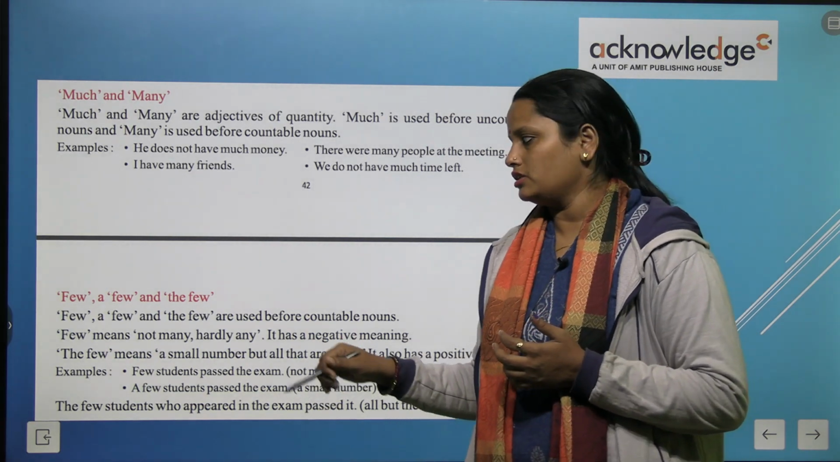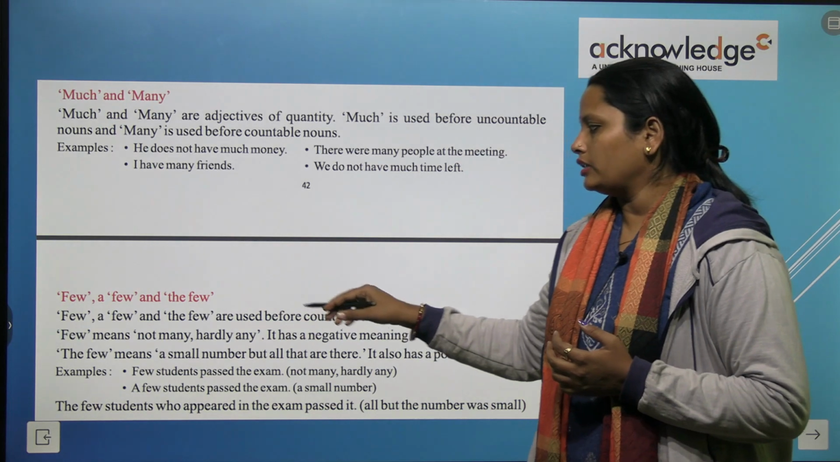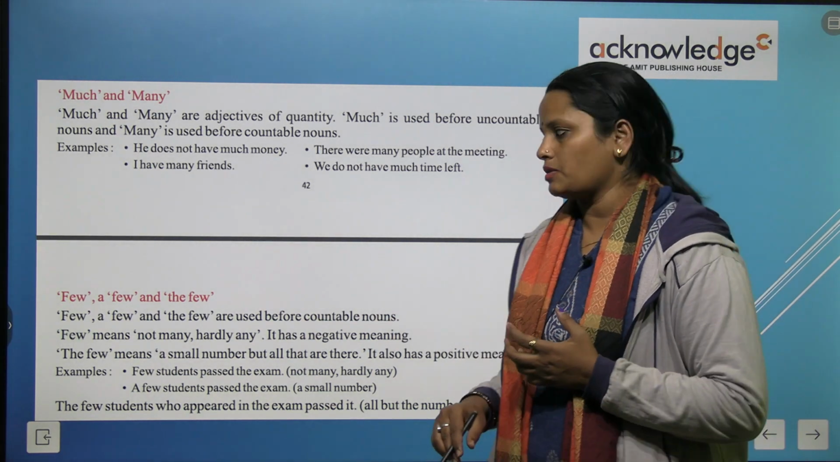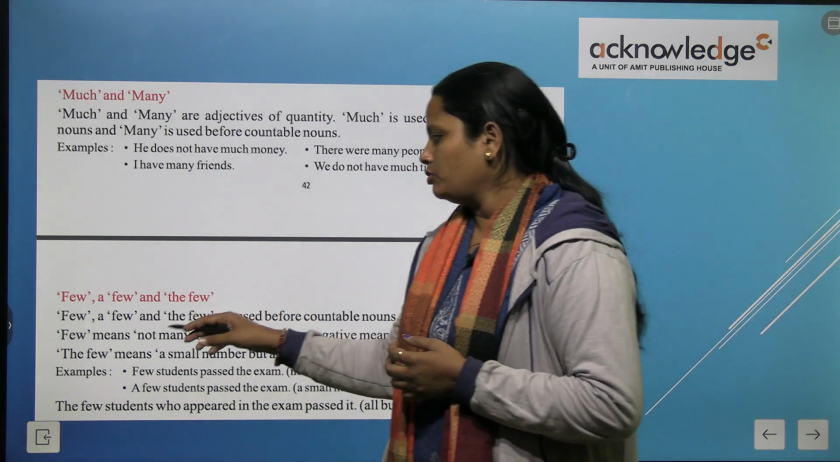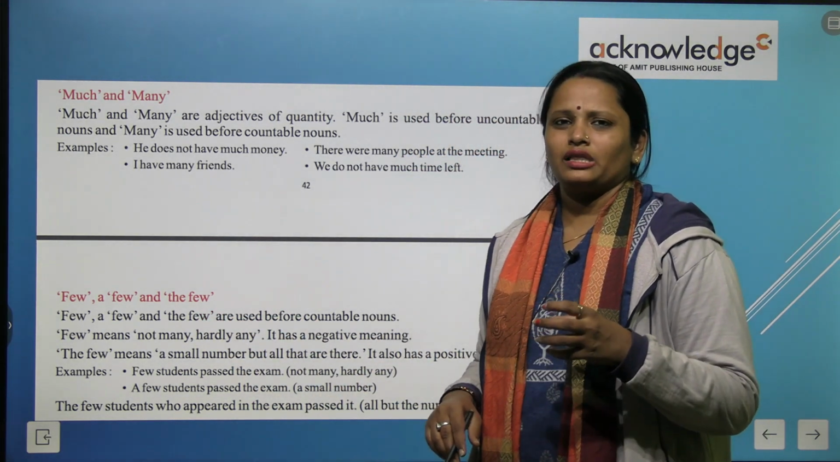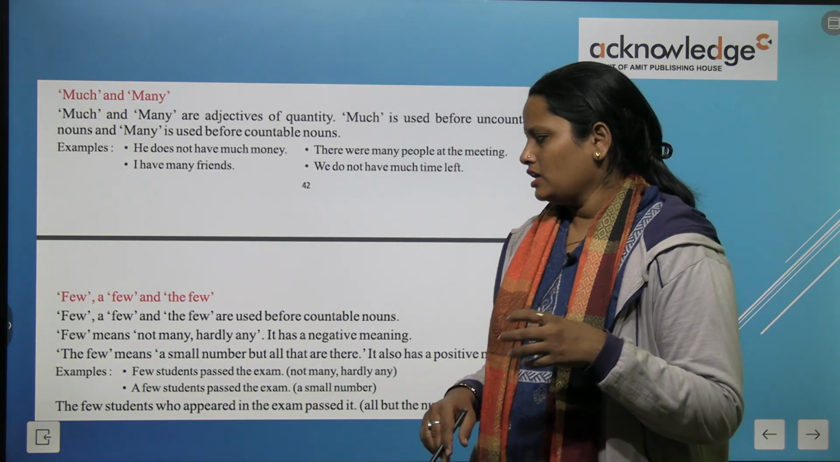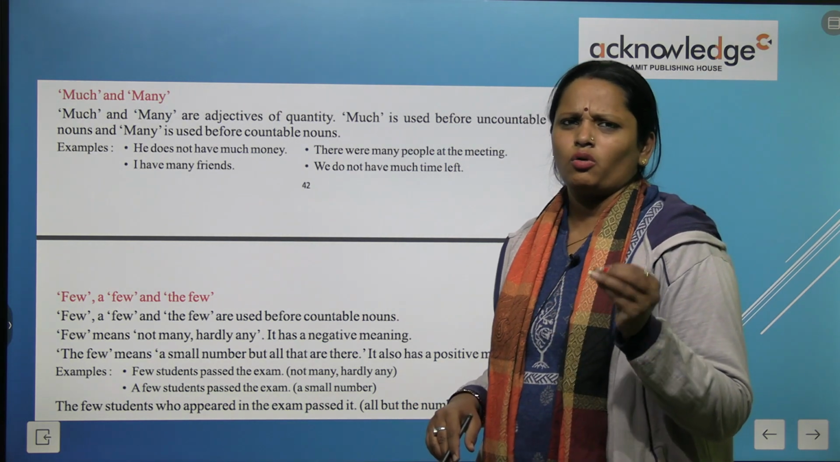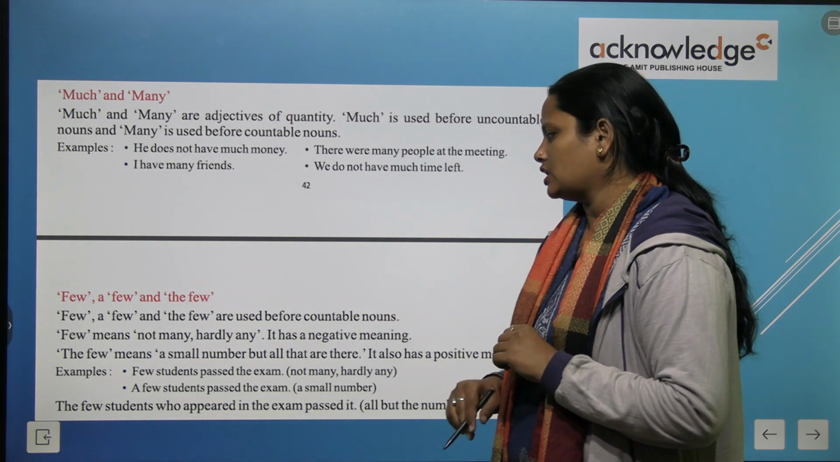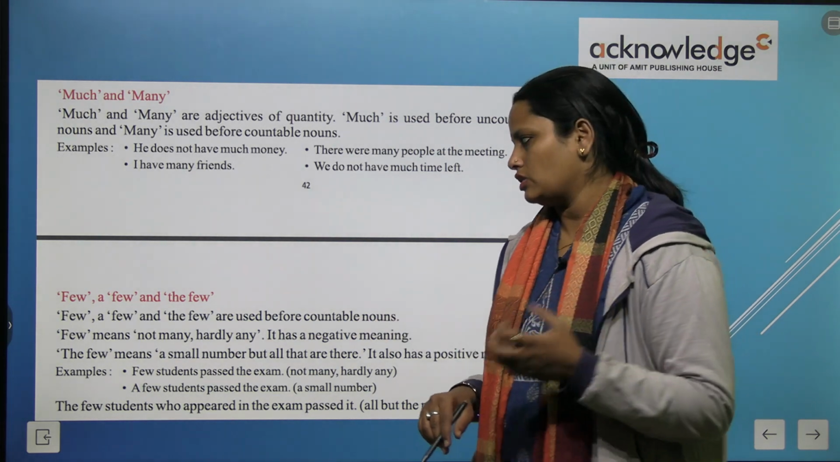Let's see what's written here. Few, a few and the few are used before countable nouns. ये तीनों जो है हम countable nouns के पहले use करते हैं. Few means not many, hardly any. तो few का मतलब होता है कि ज्यादा नहीं है, थोड़ा बहुत हो सकता है, नहीं भी हो सकता है. It has a negative meaning. इसका एक negative meaning है.